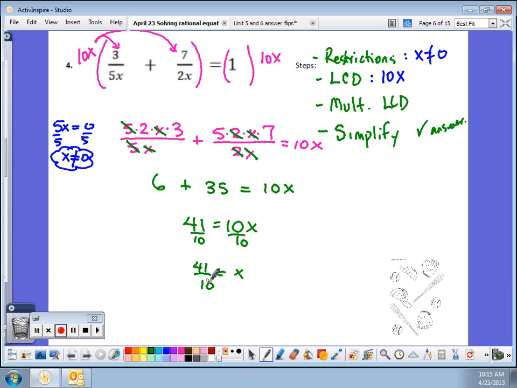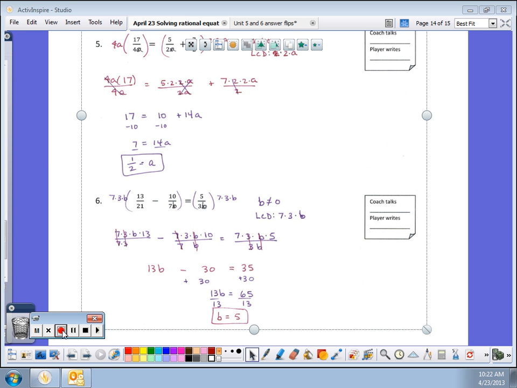But before I say, yes, for sure, this is my answer, what do I need to check? I need to check the back page to see if the answer is there. All right. I need to check and see, does it conflict with my restriction? My restriction is 0. No. So there's no conflict with that. I also can plug it in to my x and get a true statement. Okay?